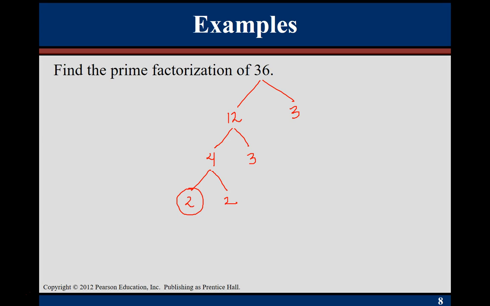I take all the numbers at the end of the tree and multiply them together. 2 times 2 times 3 times 3 is the prime factorization of 36. We can write this using exponents, saying 2 to the second power times 3 to the second power. That is the prime factorization of 36.